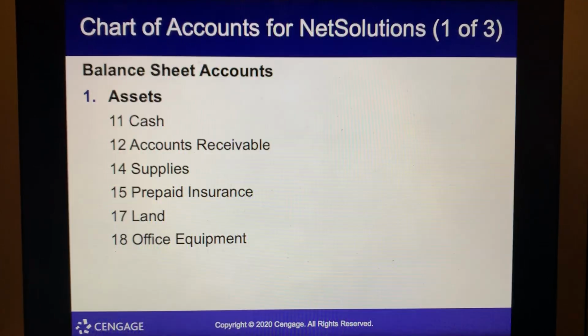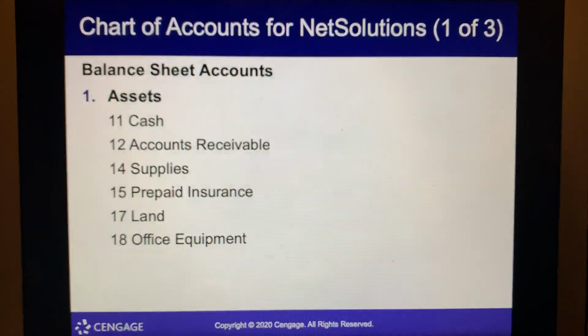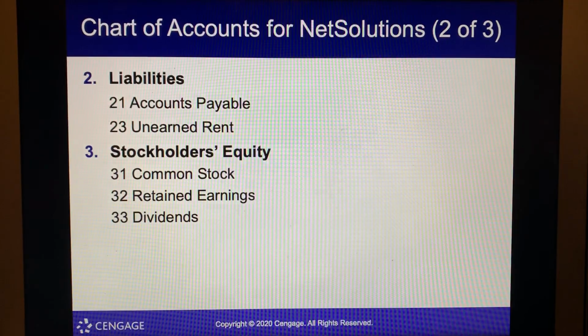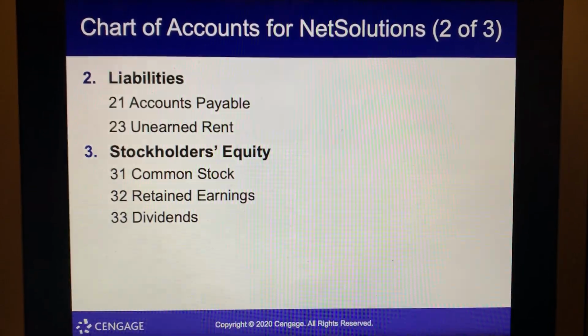Chart of accounts for Net Solutions. So on the balance sheet, assets 11, 12, accounts receivable, 14, and so on, as it's listed right there. I won't go through all of them. Liabilities, remember I said 2: 21, 22, 23. Stockholders' equity: 31, 32, 33.